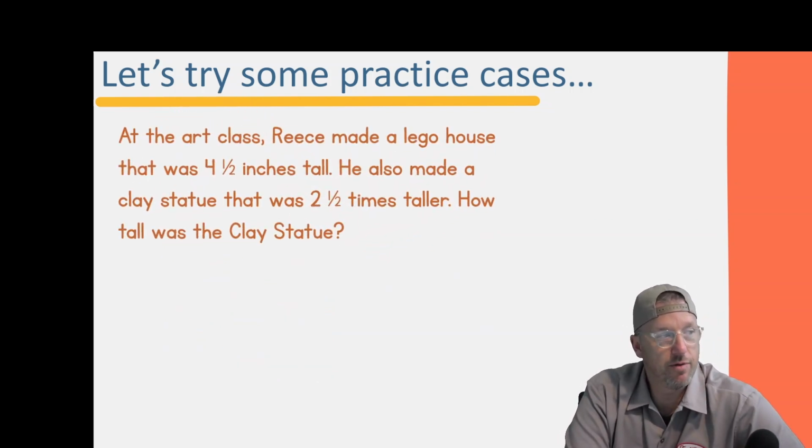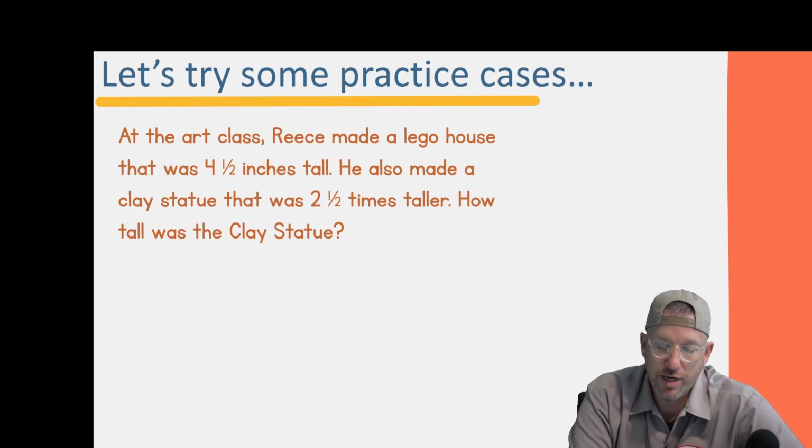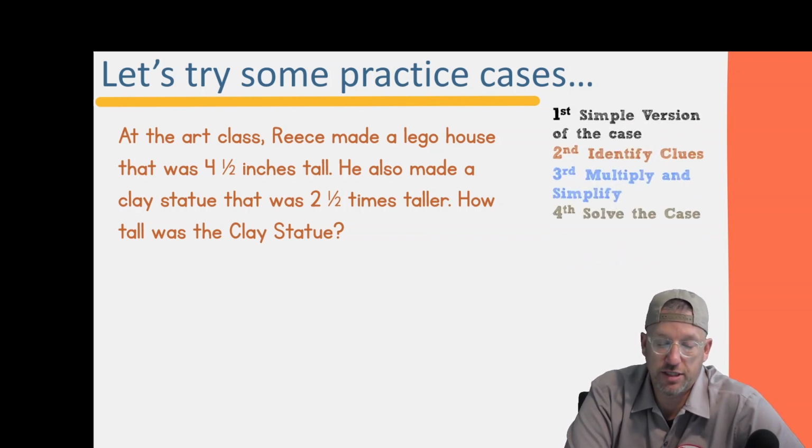And next up, let's try one more. At the art class, Reese made a Lego house that was 4.5 inches tall. He also made a clay statue that was 2.5 times taller. How tall was the clay statue? Okay, so let's make it simpler. The first thing we do is say, Reese made a Lego house, then he made a clay statue, and it was taller. How tall is the clay statue?